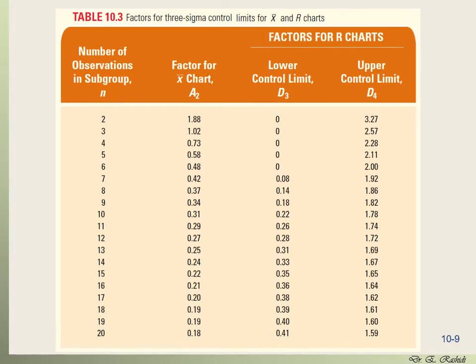This is the table where you can find A2 and also D3 and D4, which we're going to talk about later on. So based on this table, you can find A2 based on the number of observations within each sample. So for example, if n is 2, A2 is 1.88. If, for example, n is 10, A2 is 0.31.